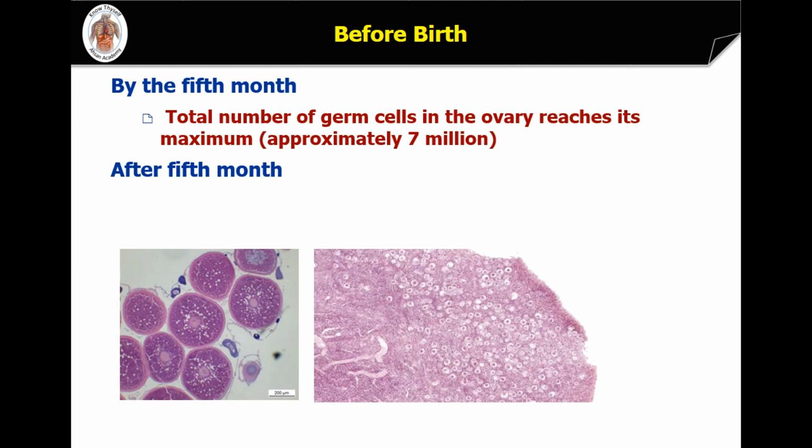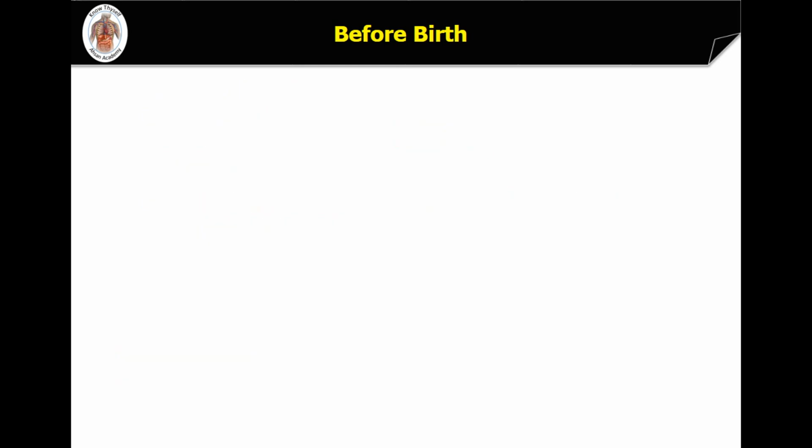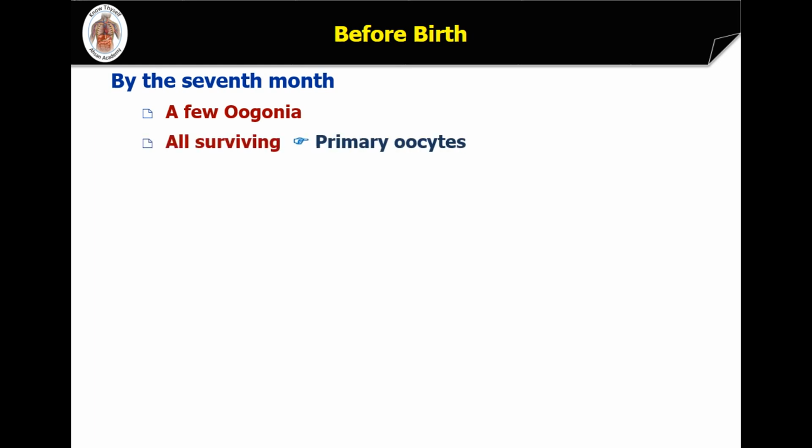After the 5th month, the cells gradually start dying. So death begins, and both oogonia as well as some of the oocytes die. So the number declines gradually, very slowly. In 7 months, a few oogonia remain, and most of the oogonia have entered into meiotic division, arrested in the diplotene stage. So these are the primary oocytes. So a few oogonia are left, and in the 7th month we will find most of the germ cells are primary oocytes.